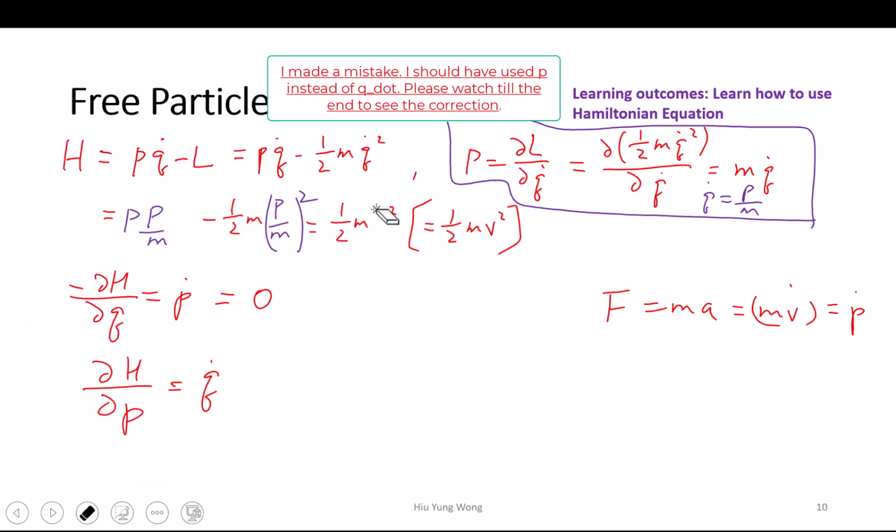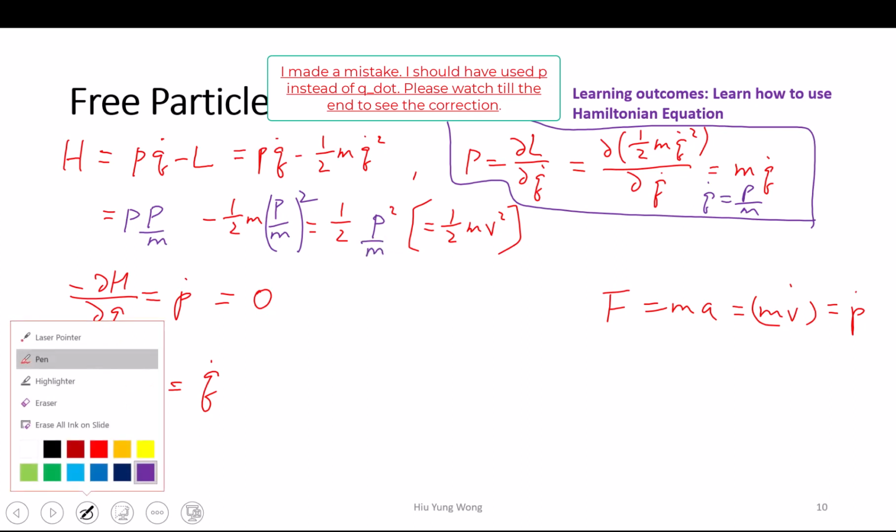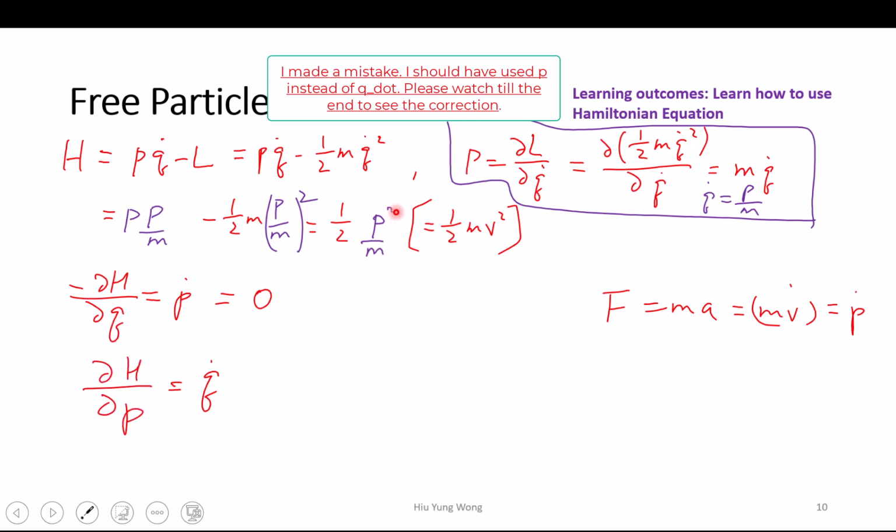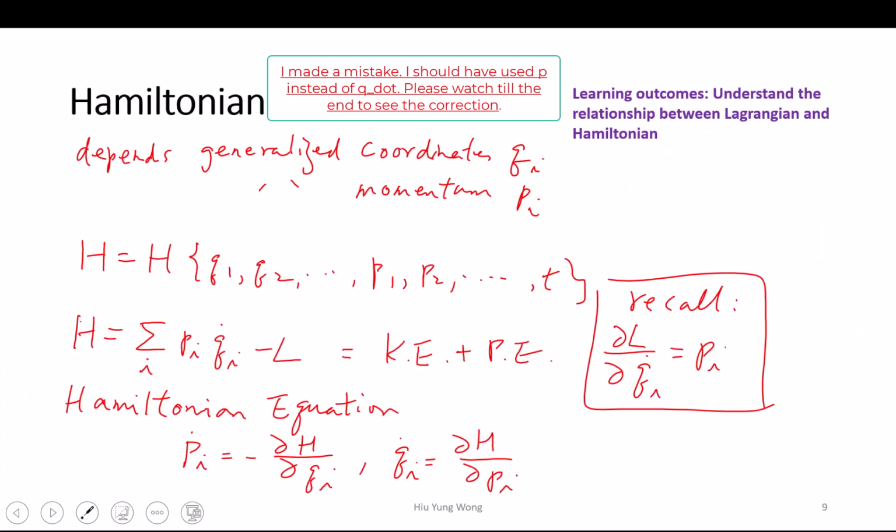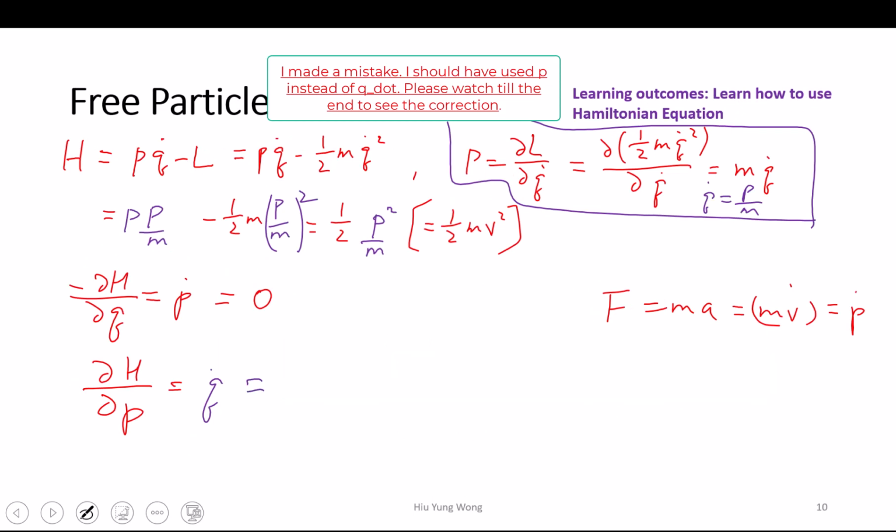So what I get is P squared divided by 2M, which of course in the classical sense is still half mv squared. Now I look at this, and this is still correct. Partial h partial q, I don't have q, so the change of momentum is 0. But how about partial h partial p? It's still equal to q dot by this equation. What is partial h partial p? It's P divided by M, which in our classical approach is equal to V.